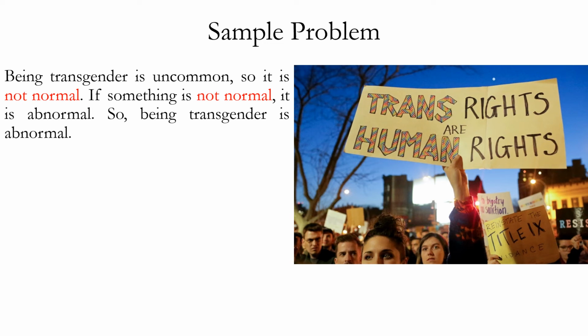So let's look at the first sentence. Being transgender is uncommon, so it is not normal. In this case, not normal is being used in the sense of statistically unlikely. But look at the second sentence. If something is not normal, it is abnormal.